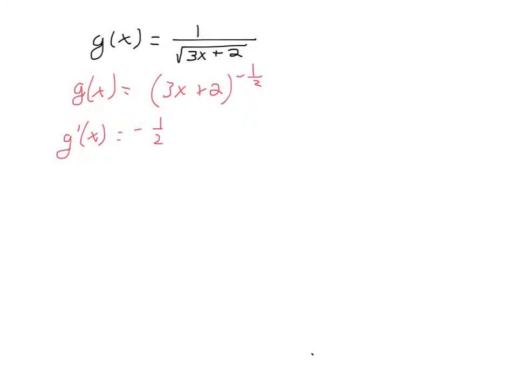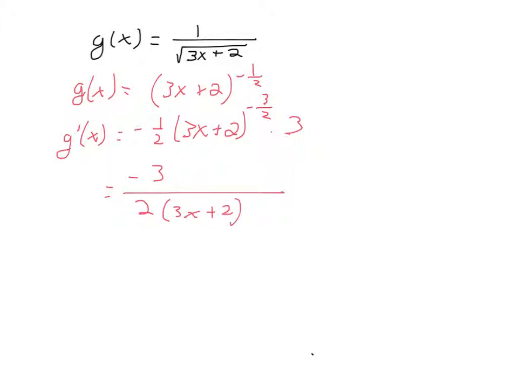Negative 1/2 times 3x plus 2, don't do anything to that function, all raised to the negative 3/2 power. And then we simply need to multiply by 3. So that would give us a negative 3 on top and the 2 on the bottom, and then we would just have 3x plus 2 all raised to the 3/2 power on the bottom. So very quickly, you can avoid using the quotient rule sometimes pretty easily.